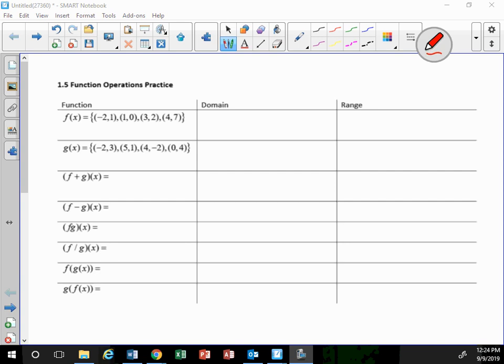Slightly different function operations practice here, just because our functions are not equations like we're used to. They are just these sets of points, okay? So if you graphed f of x, you would just have 4 dots on your graph. That's what we're talking about, okay? So what is the domain for f of x?